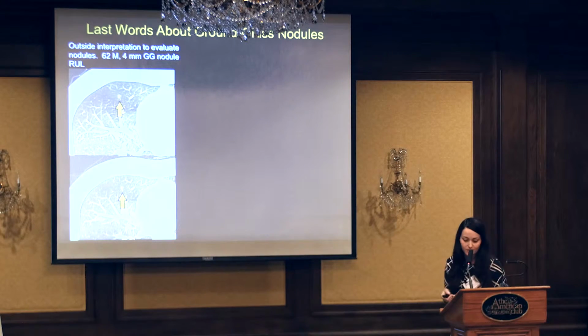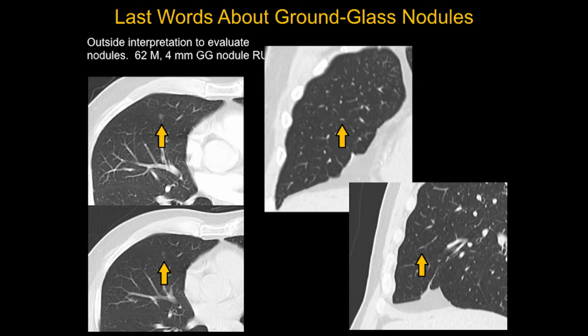And another good point that Dr. Goodman talked about, this was a case that we got last week. It was an outside interpretation. The patient got a PE study and they saw this 4 millimeter ground glass nodule here. So they recommended a follow-up in 3 months.